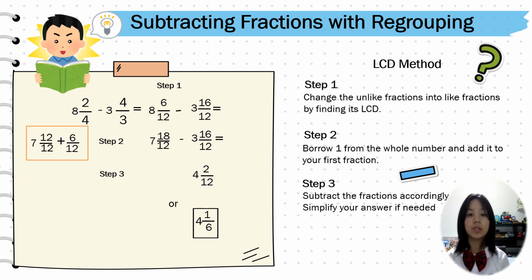7 minus 3 is 4. 18 minus 16 is 2. So our answer is 4 and 2/12. 2 and 12 are both divisible by 2, so we can still simplify. 2 divided by 2 is 1, and 12 divided by 2 is 6. Our final answer is now 4 and 1/6.